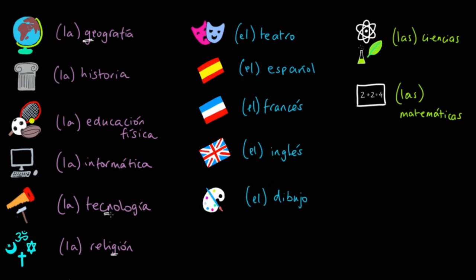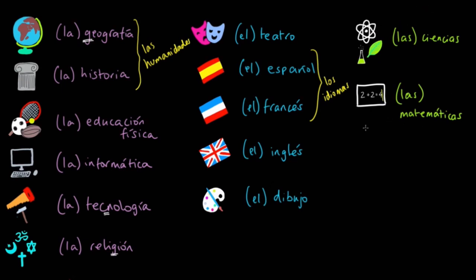Other things worth remembering are, for example, the fact that sometimes we group la geografía, la historia, and similar subjects into las humanidades. We also group the languages into los idiomas, and sciences we call las ciencias in Spanish.